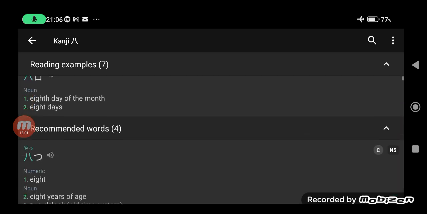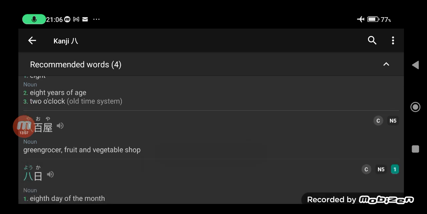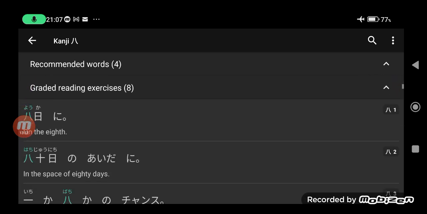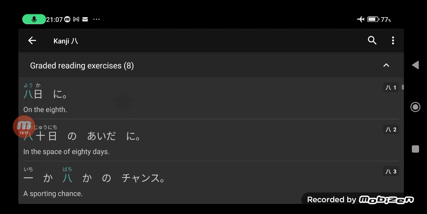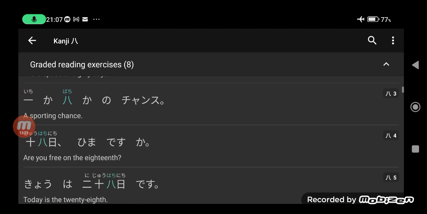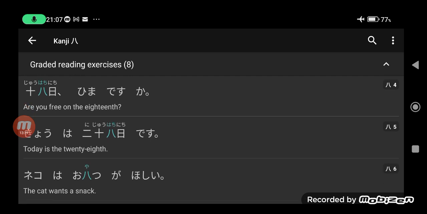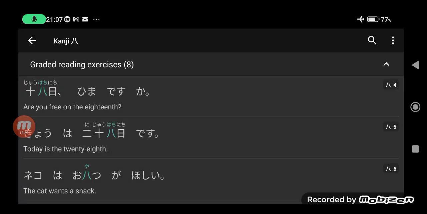Okay, yoka. Yaoya, greengrocer, or a shop for fruits and vegetables. Okay, on the 8th day of a month, yoka ni. Or there's a question: are you free on the 18th day of the current month? 18 nichi, 18th day of the month. 18日、暇ですか?